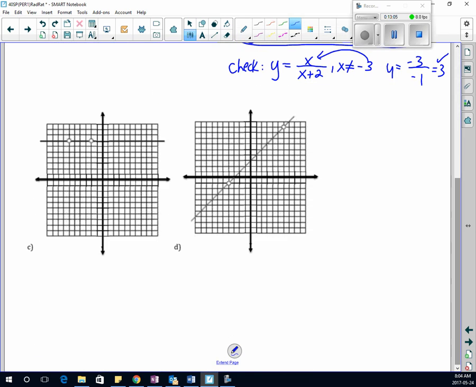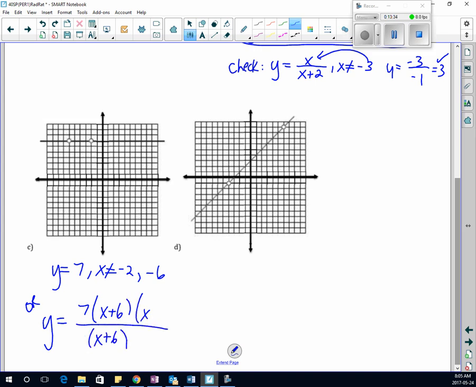Okay, this one is kind of nice because you can kind of cheat on this one and say, does anybody know what the equation of this line is? y equals 7, x can't equal negative 2 and negative 6. And that would be a correct answer. However, if you wanted to write it as a rational, then you would write it as y equals 7, and then this would be x plus 6 over x plus 6, and then x plus 2 over x plus 2. Either would be an acceptable answer.